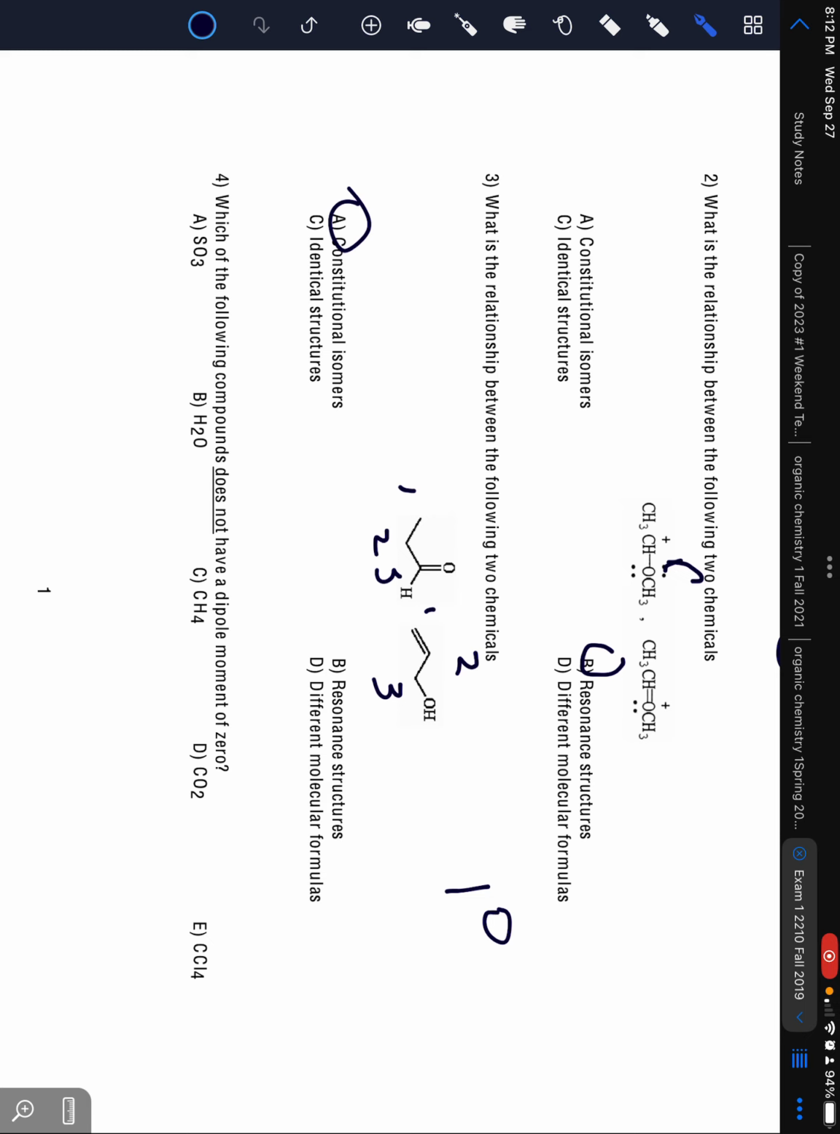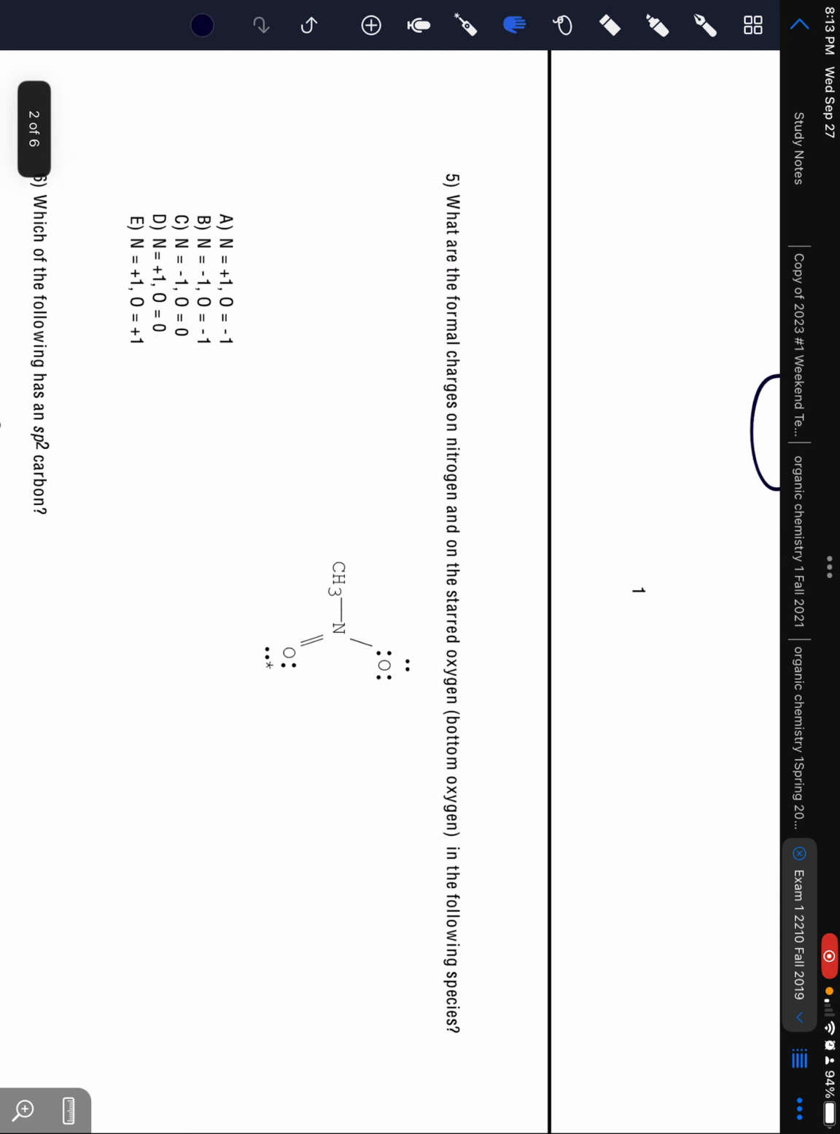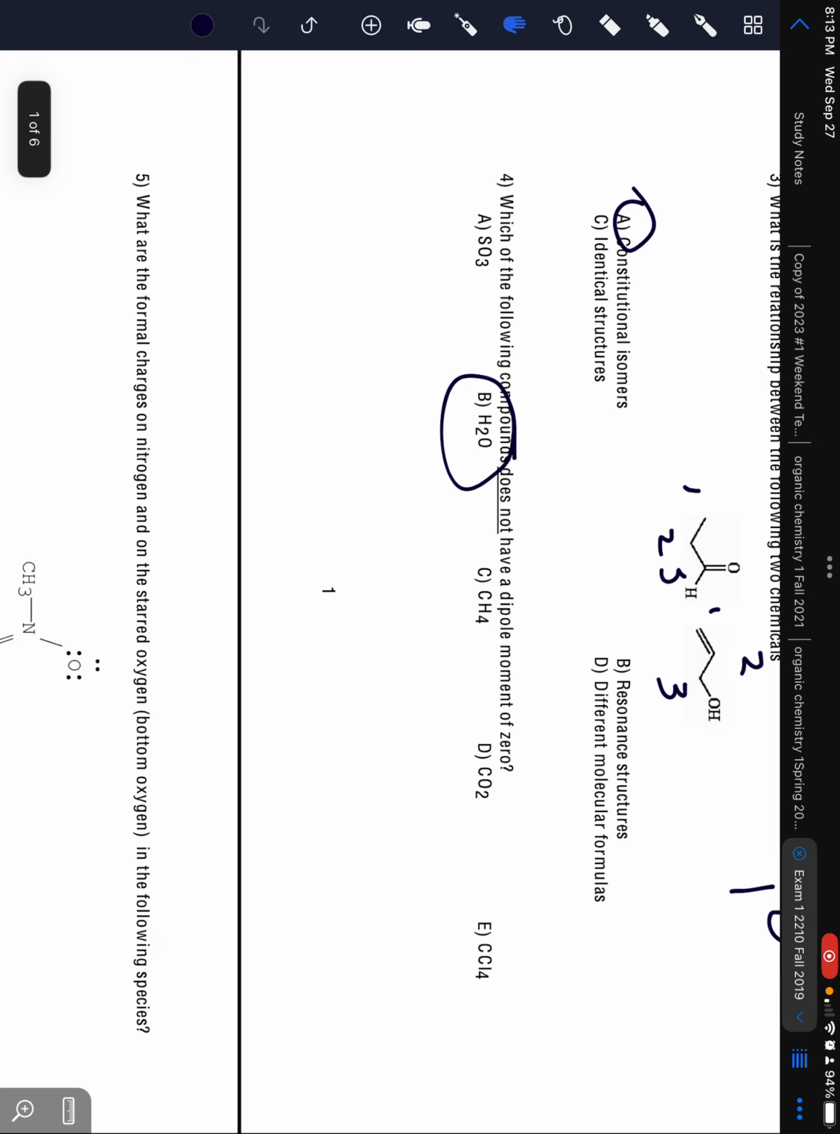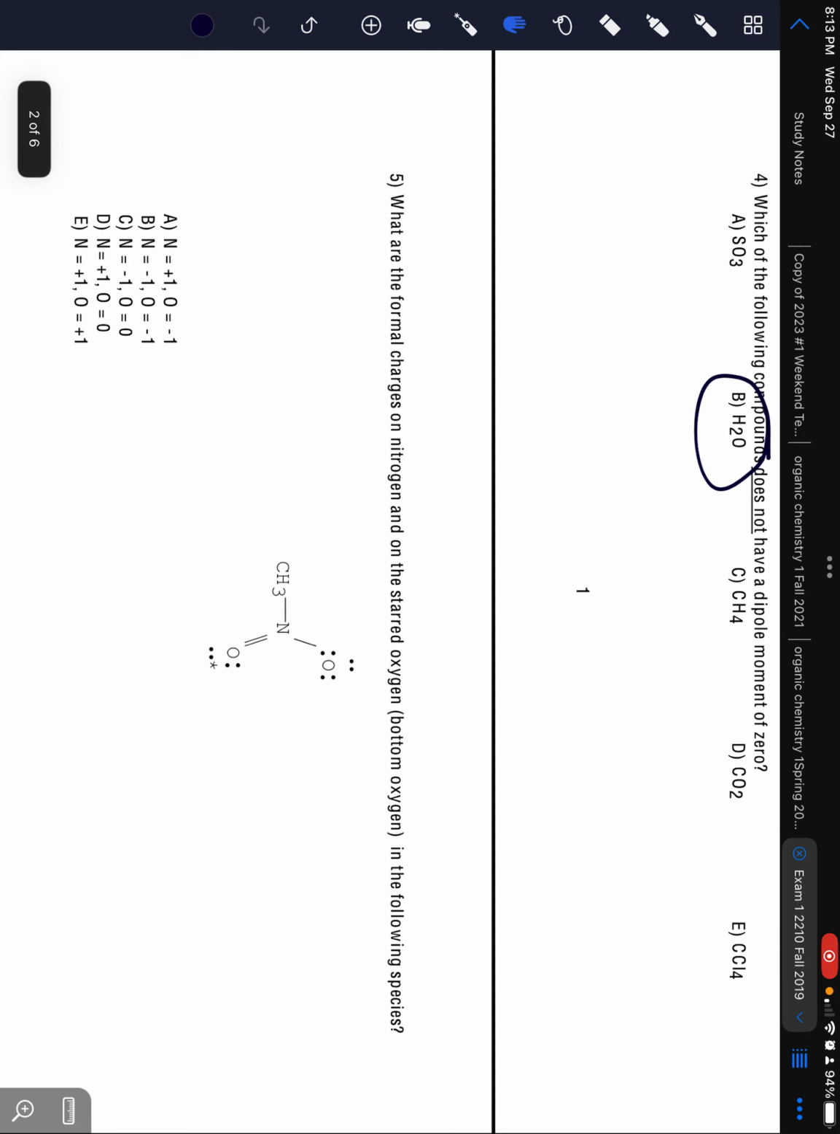Which of these compounds does not have a dipole moment of 0, meaning that it has a dipole moment? That's water. Everybody else, all those vectors cancel out. Right? Water's a polar molecule, has a dipole moment.